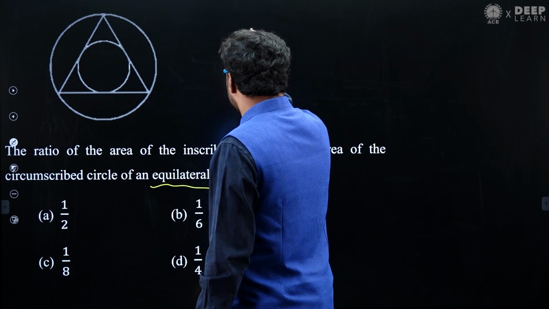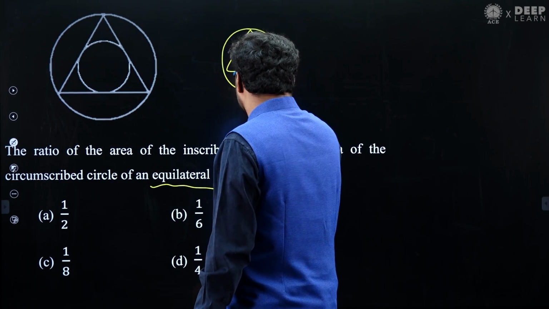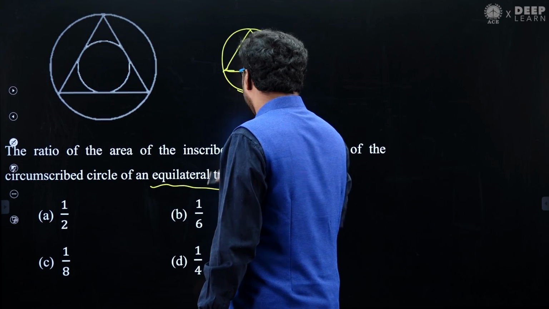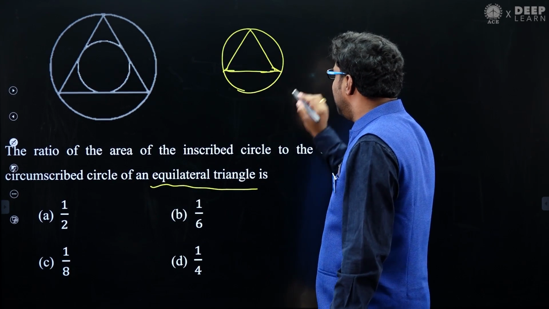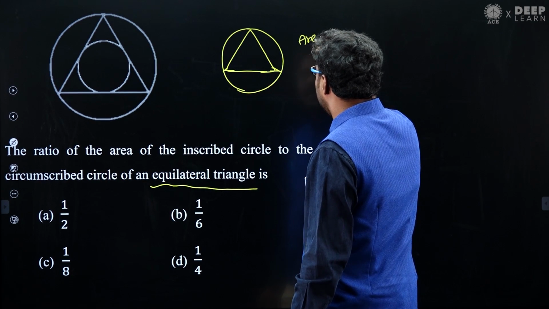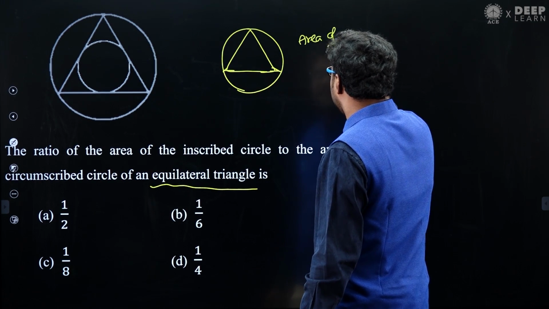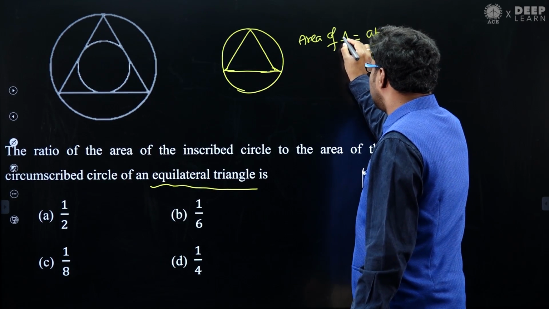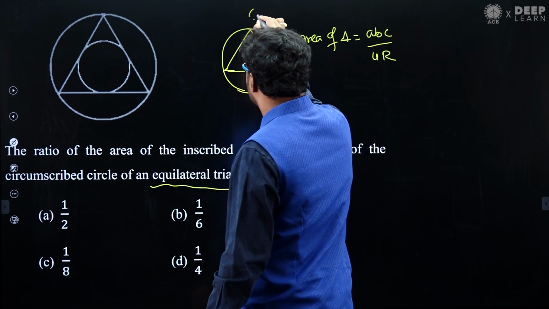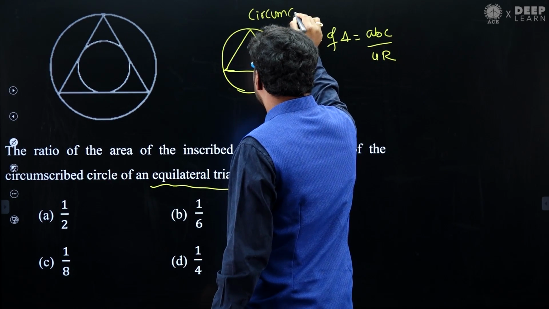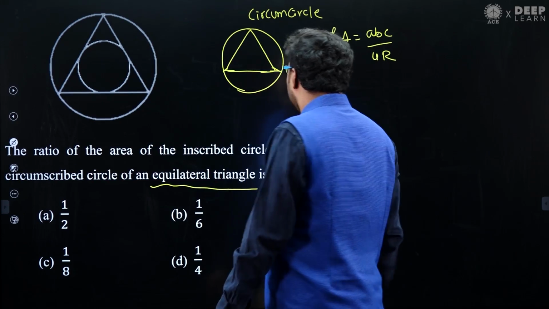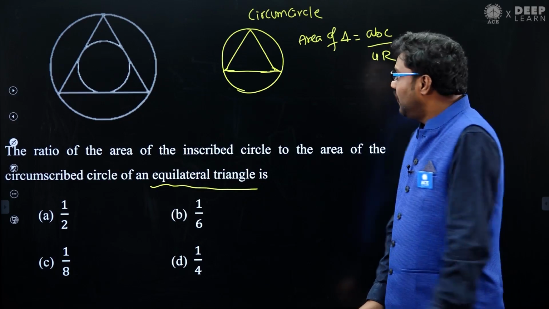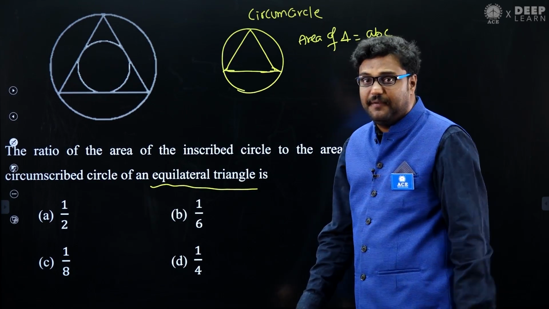related to the circumcircle, if you have a circumcircle, if the sides are A, B, C, what is the area of the triangle? For the circumcircle concept, it is the product of sides divided by 4R, where capital R is the circumradius. This is related to the circumcircle, or circumscribed circle. So when you know the sides of the triangle, A, B, C, if you want the area of the triangle, it's ABC by 4R.